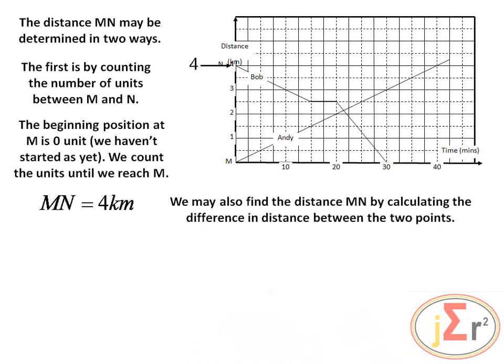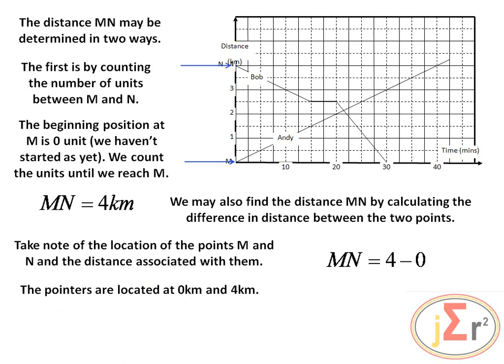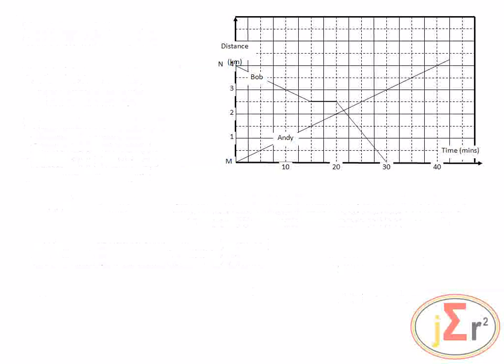We may also find the distance MN by calculating the difference in distance between the 2 points. So take note of the location of the points M and N and the distance associated with them. So we have point M and we have point N. What is the distance associated with them? The points are located at 0 kilometers and 4 kilometers. So MN is equal to 4 minus 0. So MN is equal to 4 kilometers.